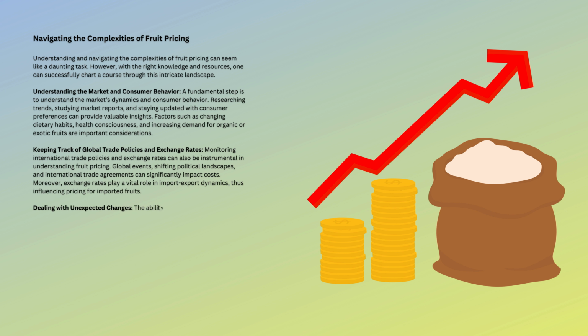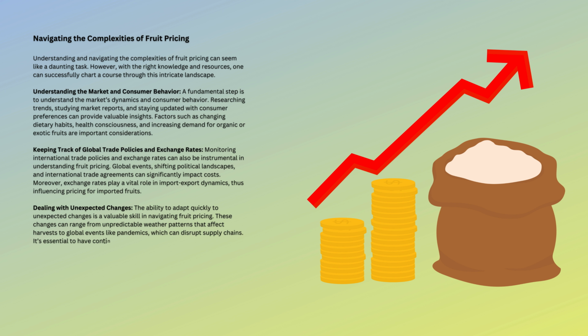Dealing with unexpected changes. The ability to adapt quickly to unexpected changes is a valuable skill in navigating fruit pricing. These changes can range from unpredictable weather patterns that affect harvests to global events like pandemics, which can disrupt supply chains. It's essential to have contingency plans in place to mitigate the impact of such unforeseen situations.